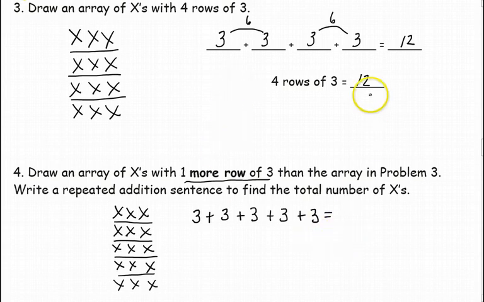To find my total, I'm going to refer back to problem 3. When I had 4 rows of 3, I had 12 X's. Since I added a 5th row, I'm just going to add 3 more onto the 12 for a total of 15 X's.